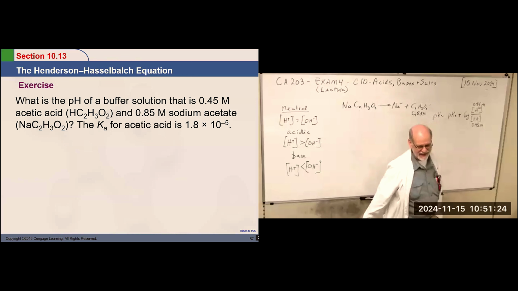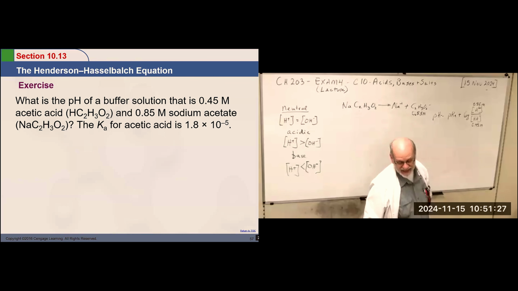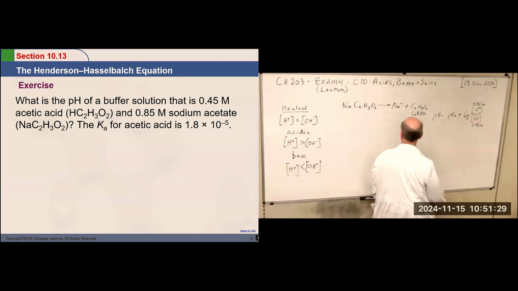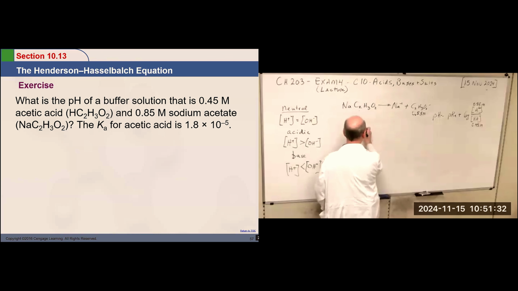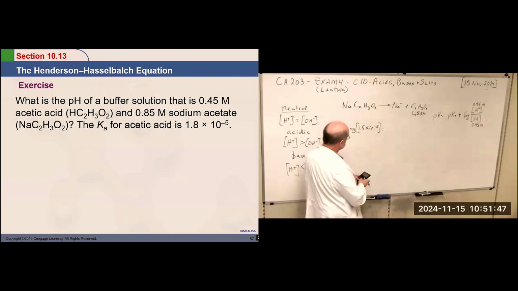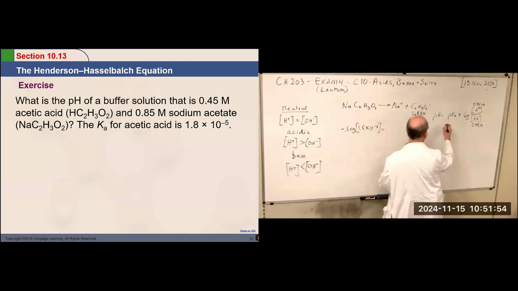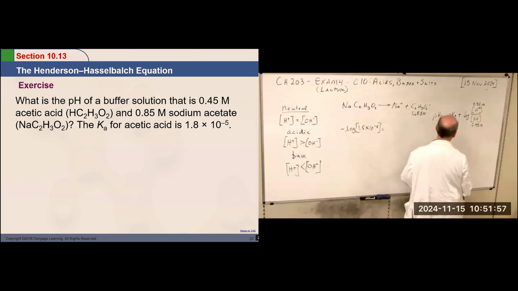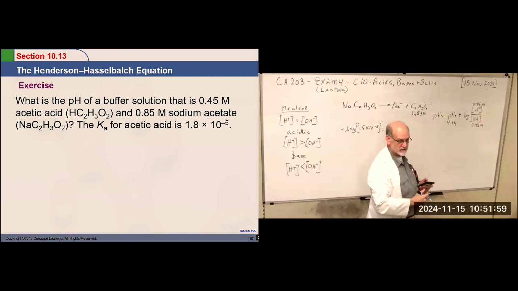So we need to know what pKa is. Well, the Ka is 1.8 times 10 to the minus 5. We need to know the negative log of that value to put it in our equation. Let's see, 1.8 exponent -5, take the log, change the sign, 4.74. There we go. Now we can calculate the pH.